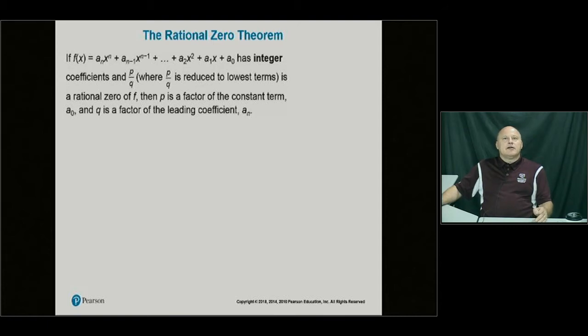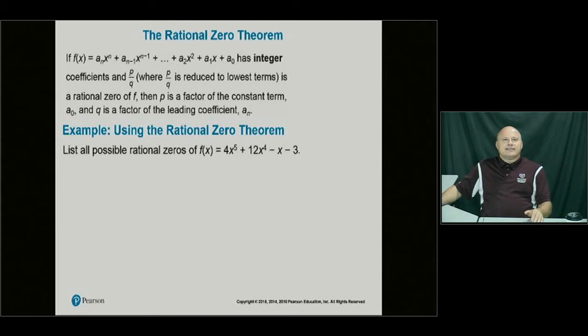So in other words, p is all the possible factors of the constant term, the one without the variable, and q is all of the factors of the leading coefficient, a sub n. So for an example, let's use the rational zero theorem to list all the possible rational zeros of f of x equals 4x to the fifth plus 12x to the fourth minus x minus 3. Now understand, we're not actually finding the zeros of this function.